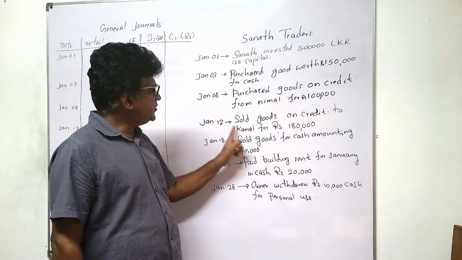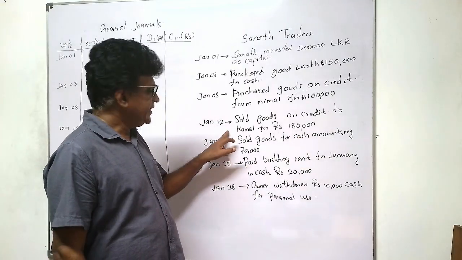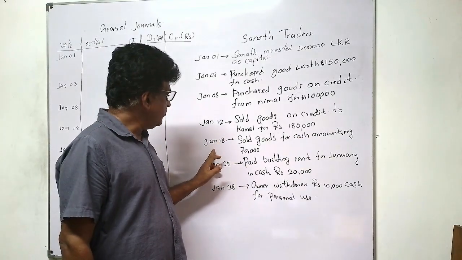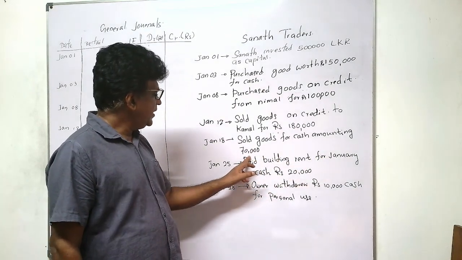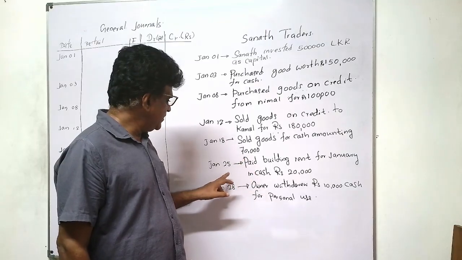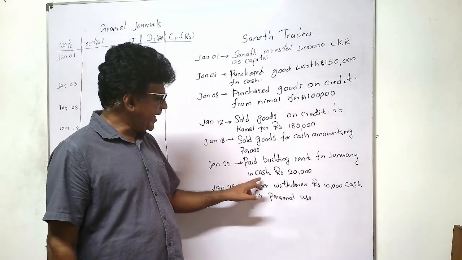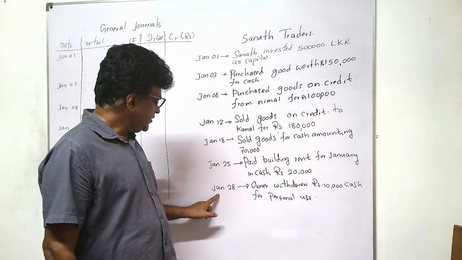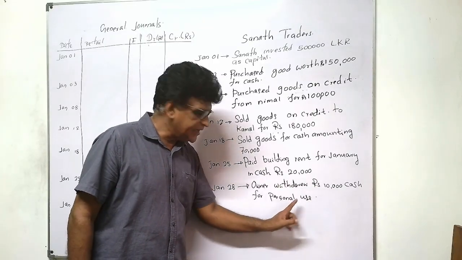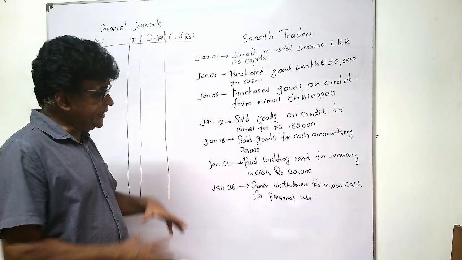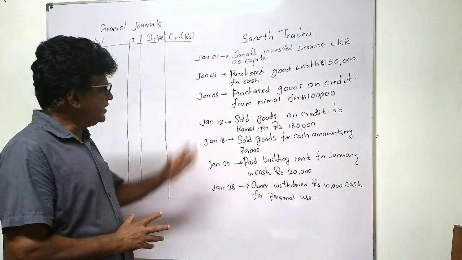January 12th, sold goods on credit to Kamal for rupees 180,000. That is the credit sale. And January 18th, sold goods for cash amounting to 70,000. That is a cash sale, right? January 25th, paid building rent for January in cash, rupees 20,000. January 28th, owner withdrew rupees 10,000 cash for personal use. There are many types of transactions, but I have selected a few.